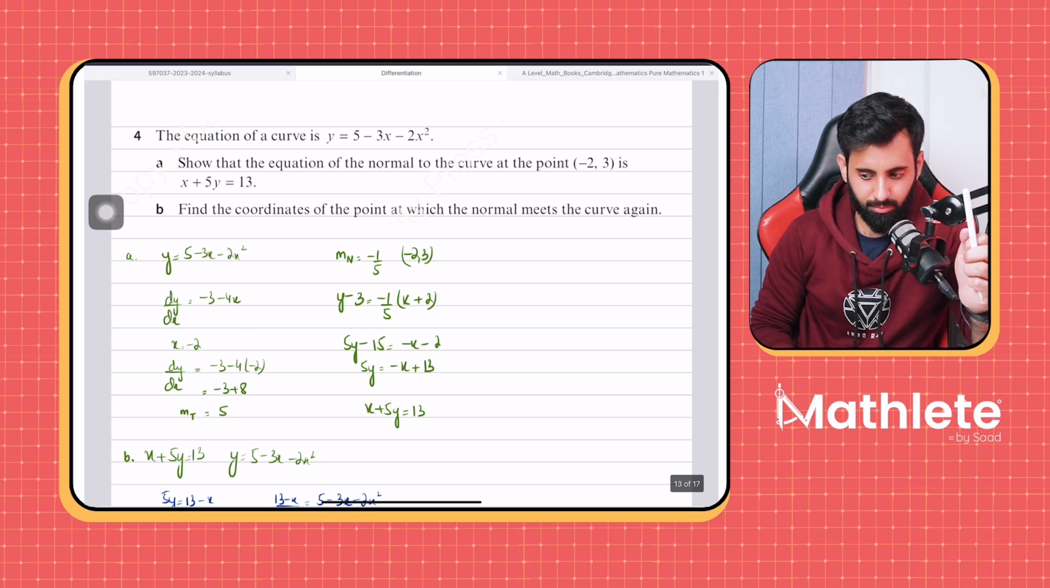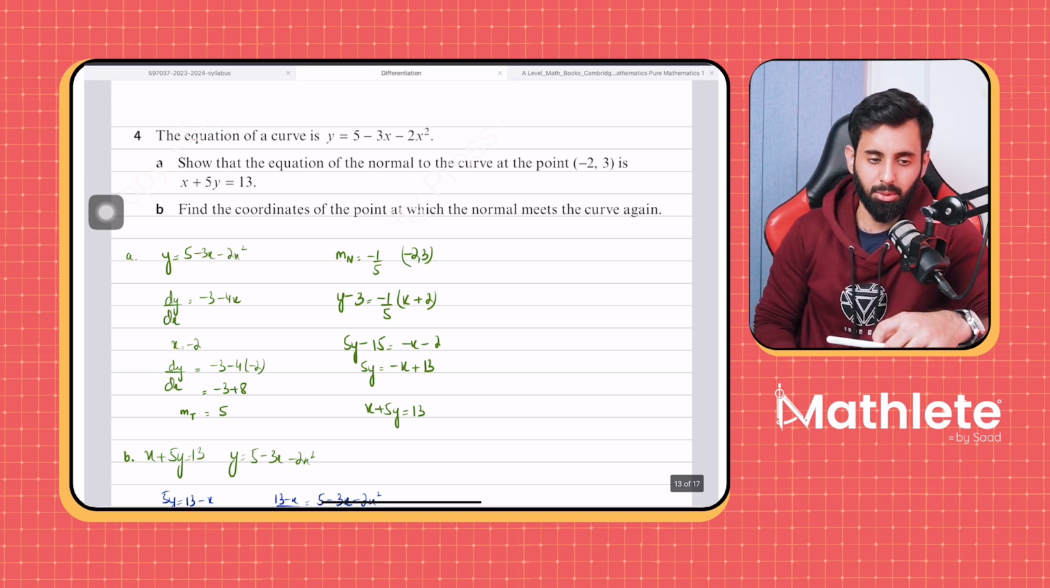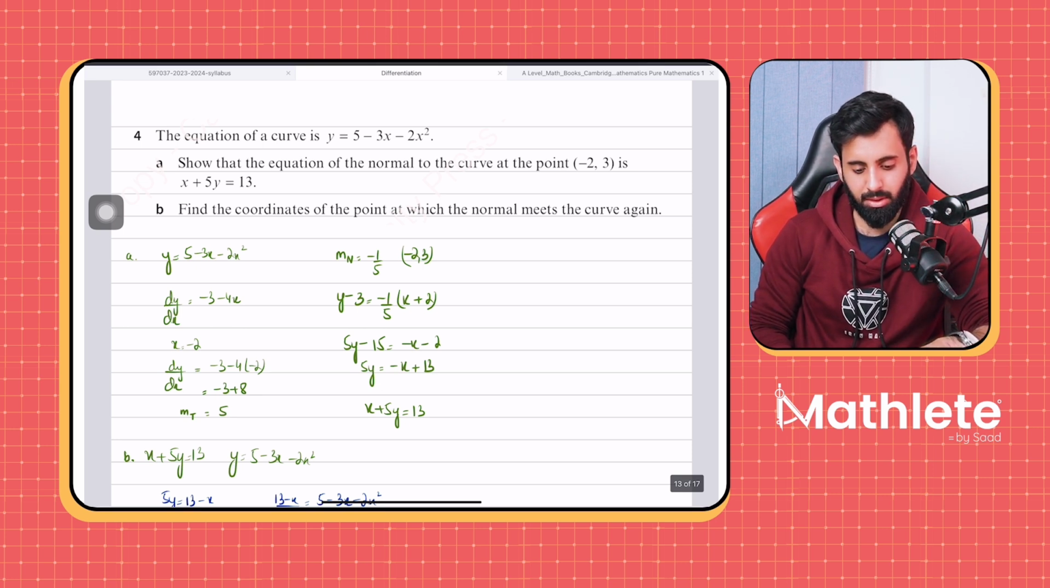Y minus y1. No, that's just the format. What are the two things after which we're in a position to do what you're saying? Y minus y1 equals m times x minus x1.